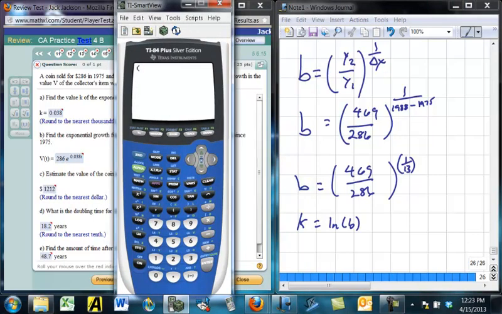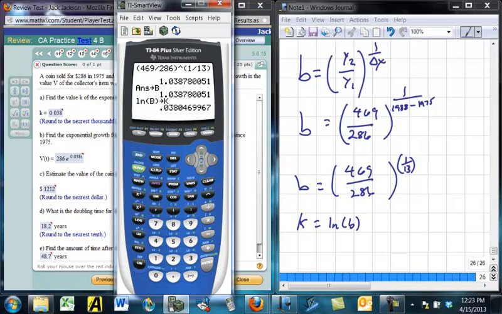So 469, get it right here. 469 divided by 286 to the power 1/13. Okay, there we go. So we take that and store it as b, and then take the logarithm of b and store it as k. Okay, that agrees with their answer, 0.038.